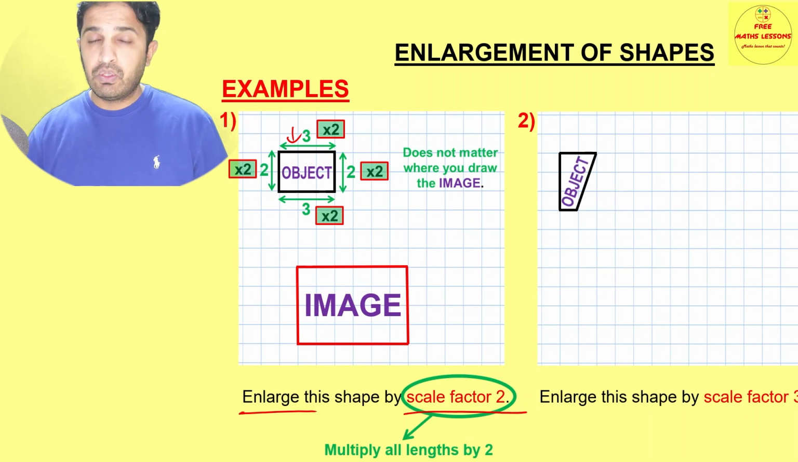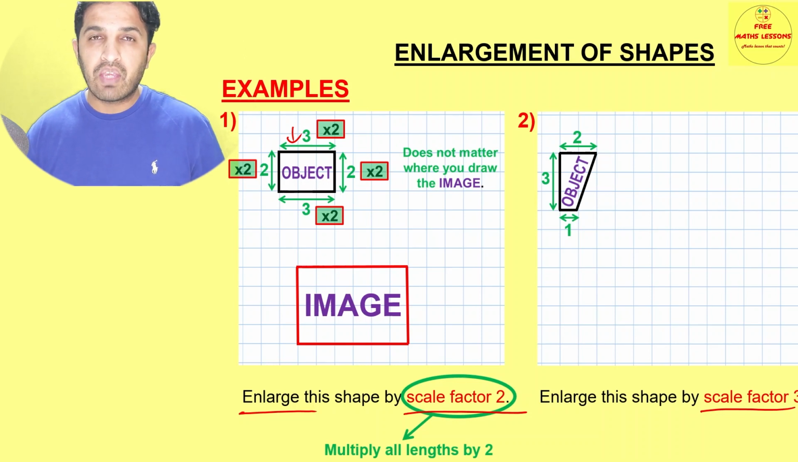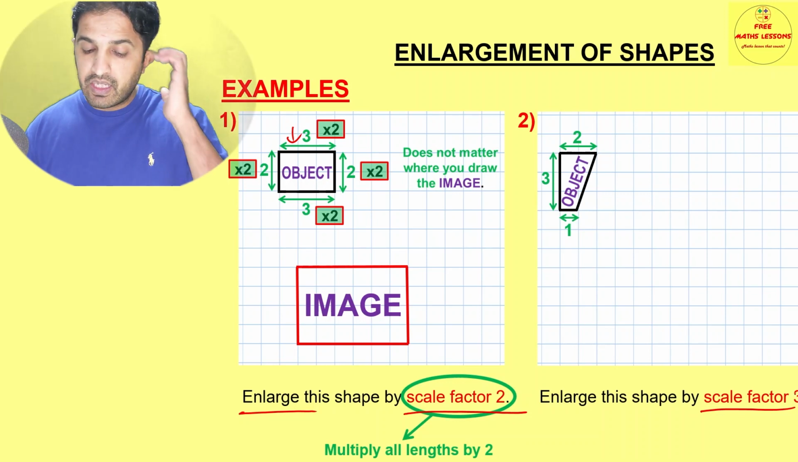Another example, we've got the object that's got length 2. That length there is 3. And the length at the bottom is 1. So this time we're making the shape 3 times bigger. Why? Because the scale factor, how many times the image is going to be bigger, is given to us by 3 here. So we're enlarging that shape by scale factor 3.